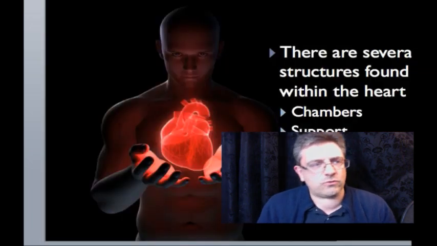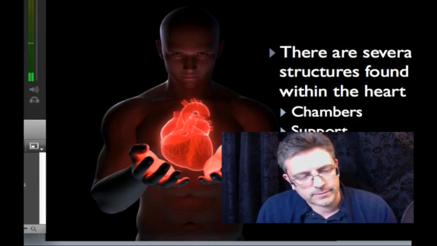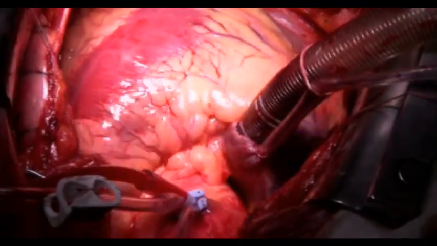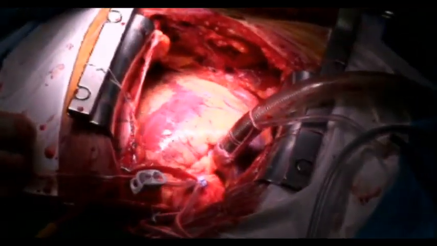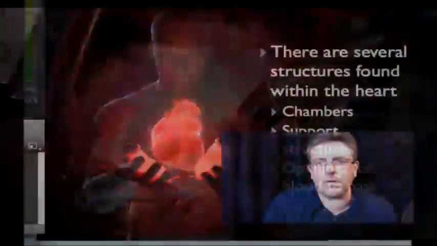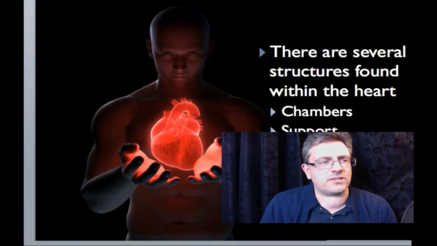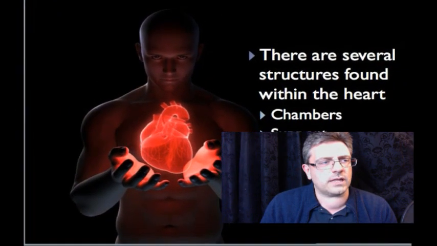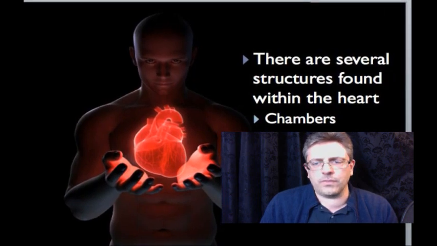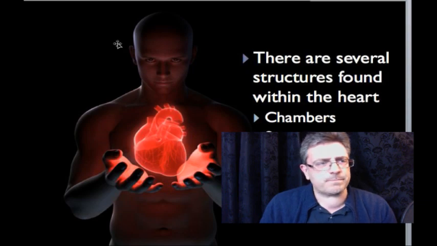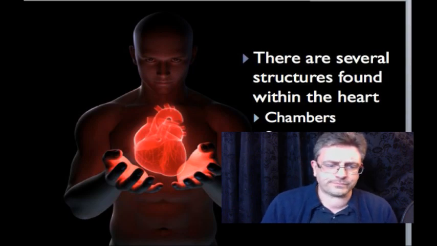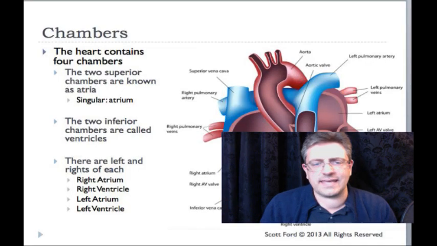I've said a couple times already about the chambers of the heart, so now we're going to start taking a look at what we're talking about here. There are several structures found within the heart that we need to be aware of. We have the chambers, we have the support structures, and we have openings for blood to pass through. We begin by taking a look at the chambers.